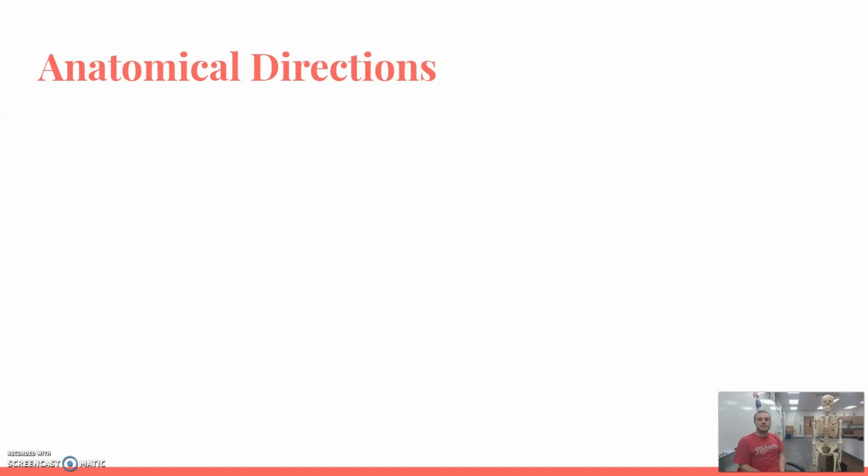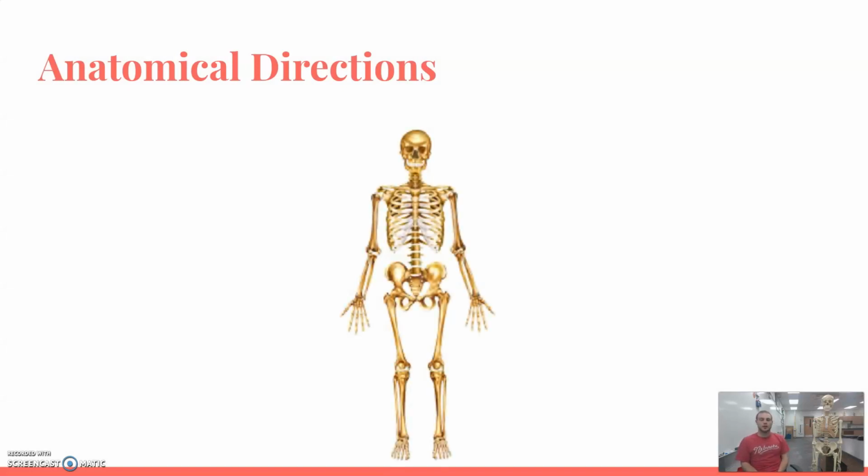And so once we have established position, we can then use anatomical directions here. So I have this picture here. I'll also be demonstrating on Bartholomew here. The first direction we have is medial. Now you might notice that medial sounds like medium, and that's a fairly accurate way to think of it. Medial is going to be towards the midline of the body.